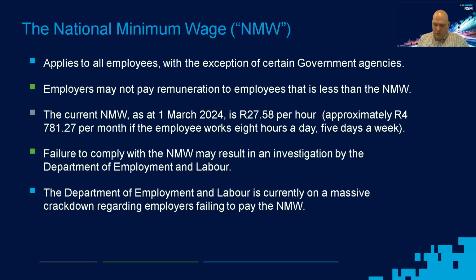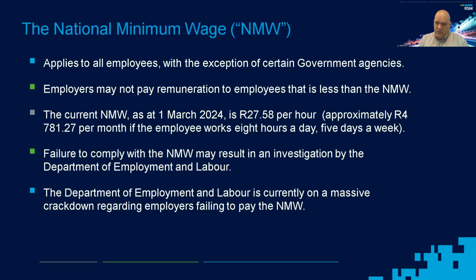All employers are also required to adhere to the national minimum wage, and this applies to all employees, as I've stated, except certain government agencies. I'm assuming that there are no government agencies on this webinar, so I won't detail who they are. Basically, what the National Minimum Wage Act says is that employers may not pay remuneration to employees which is less than the national minimum wage. As at the 1st of March, the current national minimum wage is 27 Rand and 58 cents per hour.